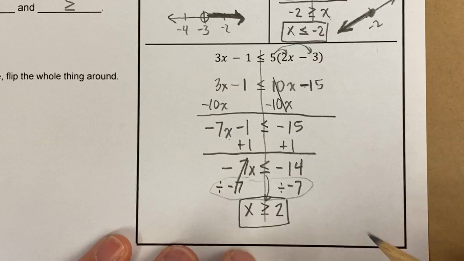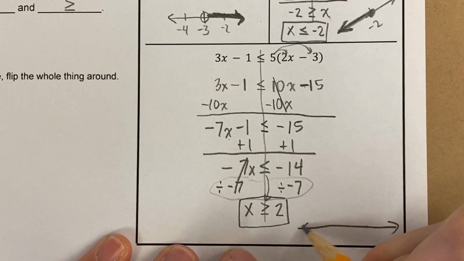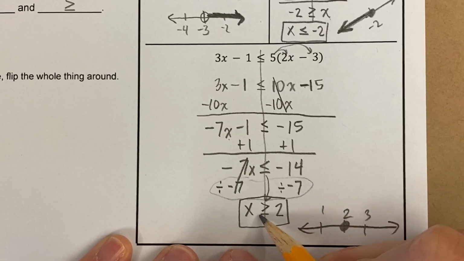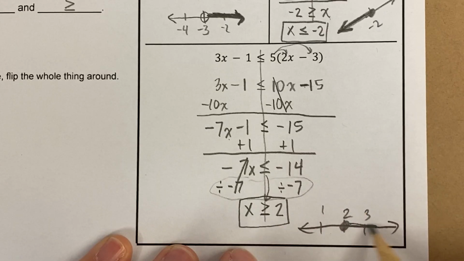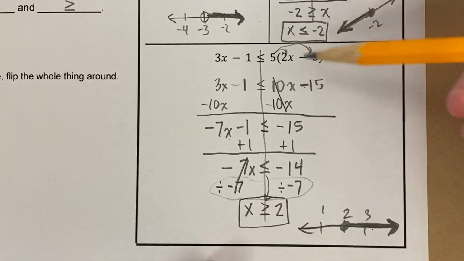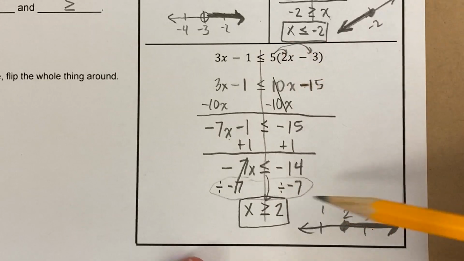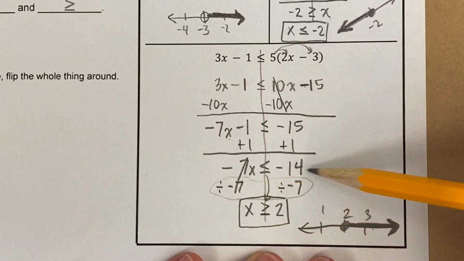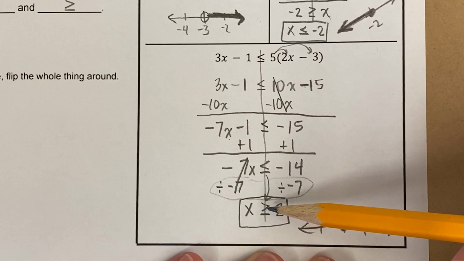I'm good. This is x is greater than or equal to 2, which looks like this. Close circle, because it's equal to, and then greater than. Those numbers that are greater than 2 are off to the right of 2. All right, so you can see it solves just like an equation. The only thing that I had to be aware of was this moment when I flipped the sign.